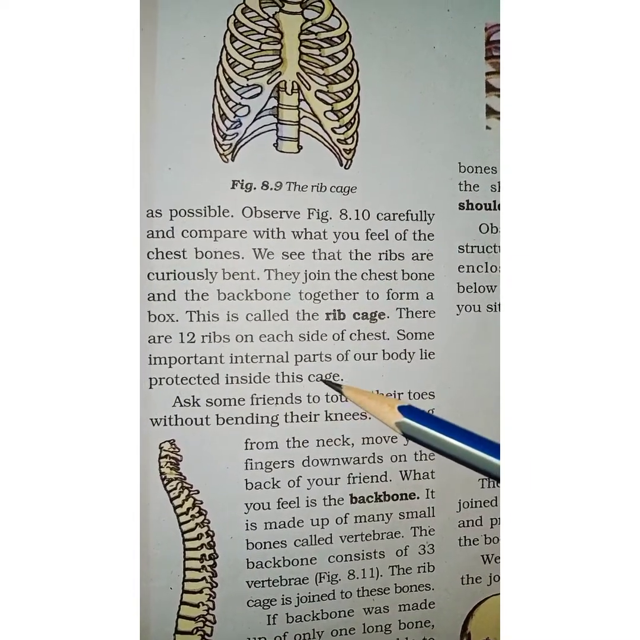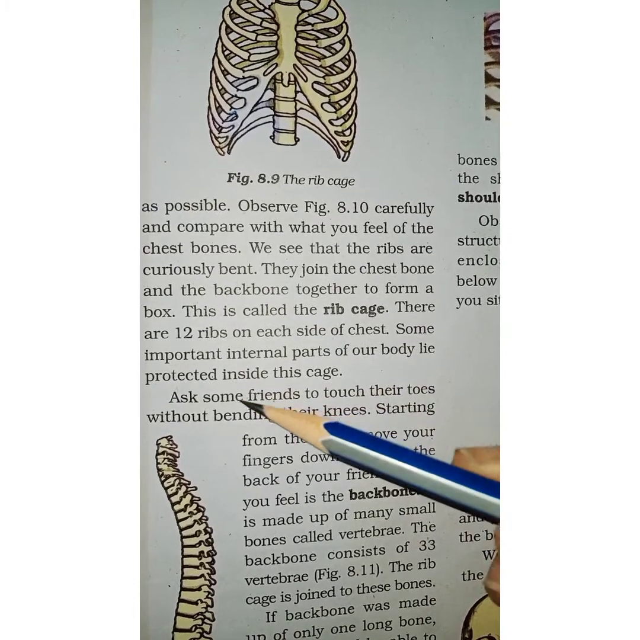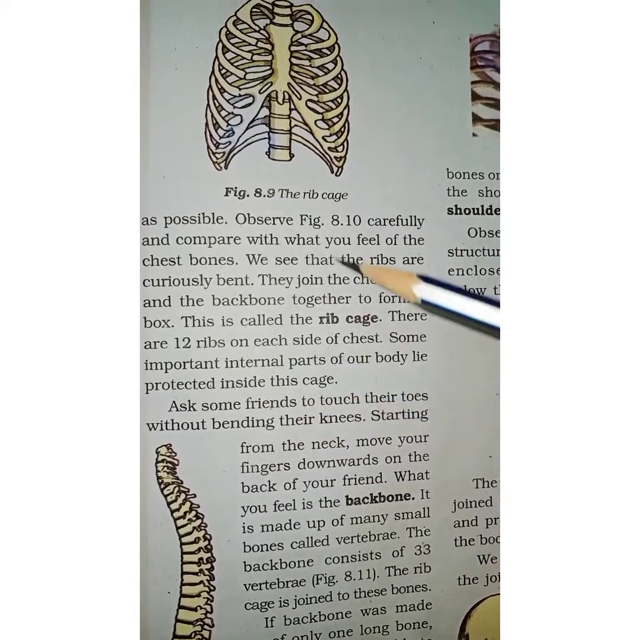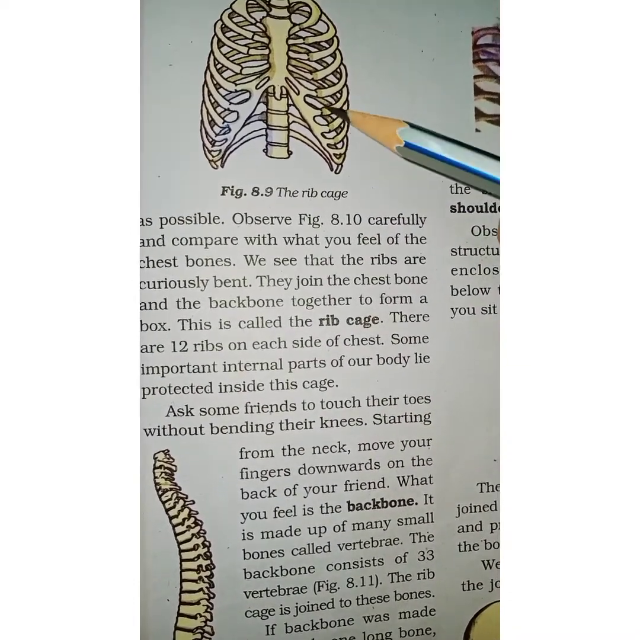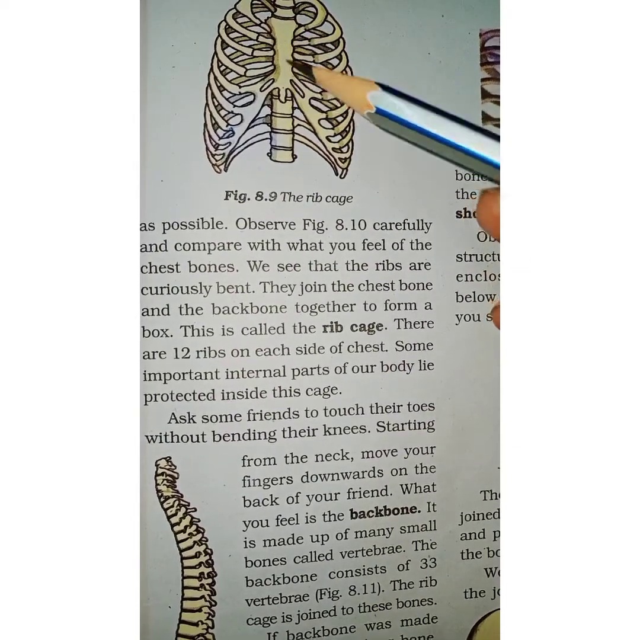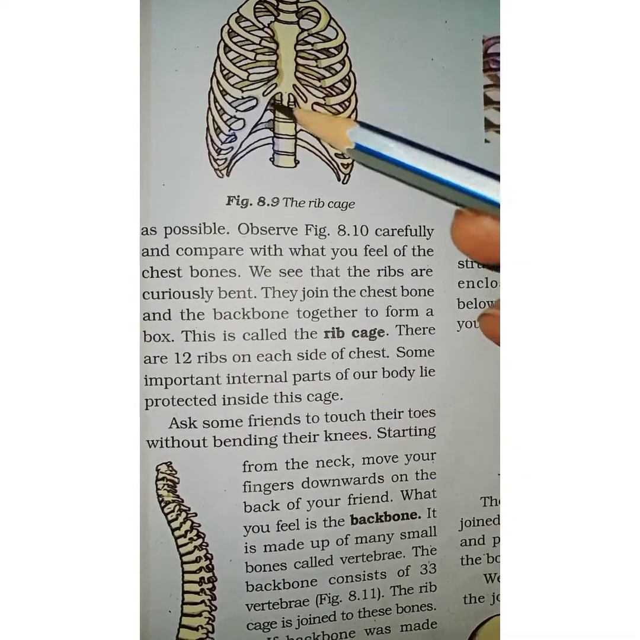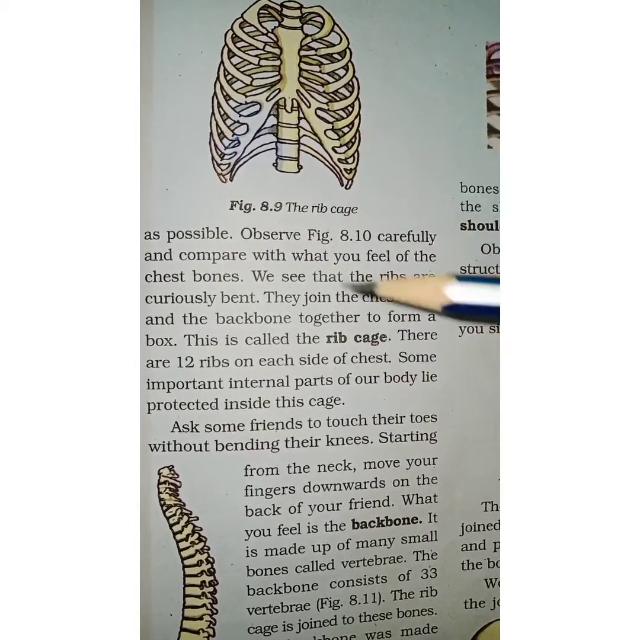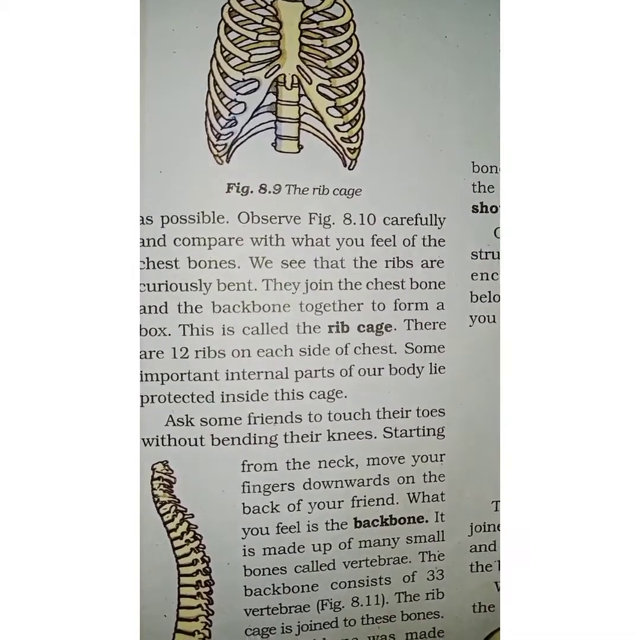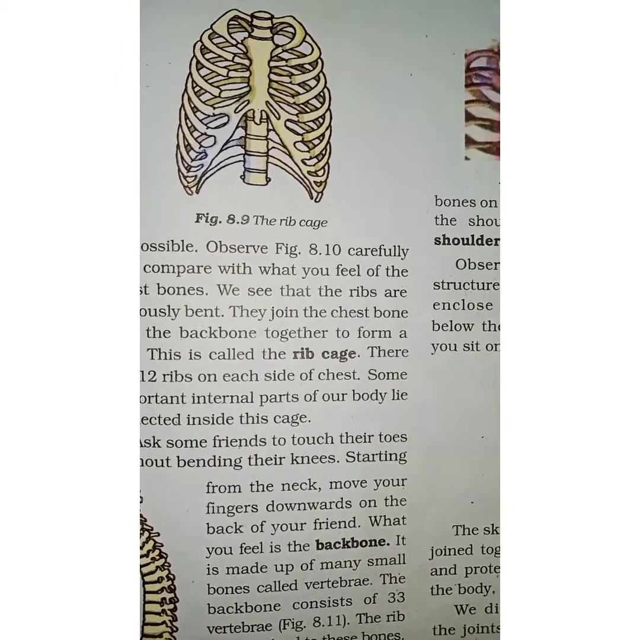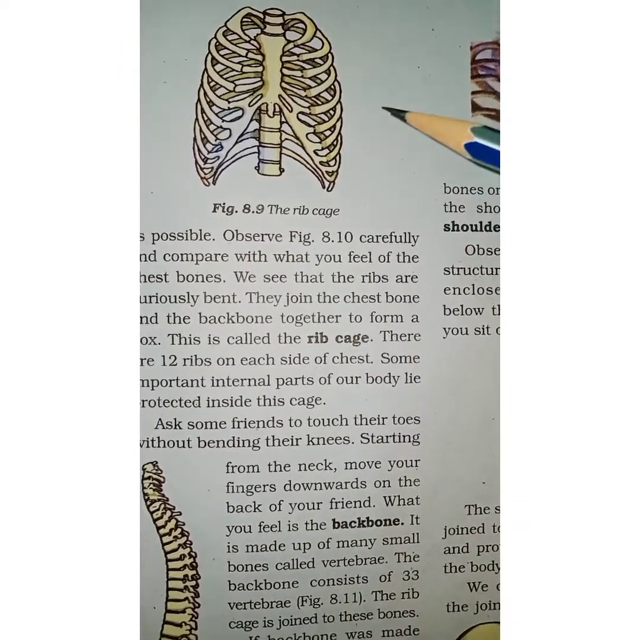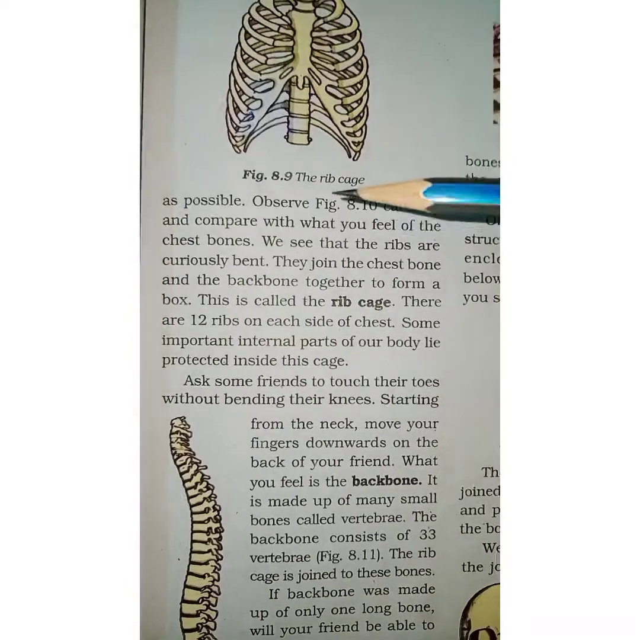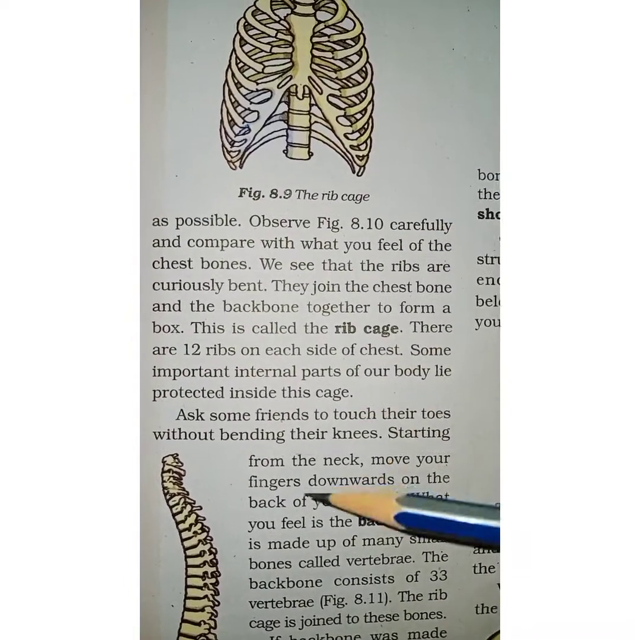Some important internal organs of the body lie protected inside this cage. Important organs such as the heart and lungs are protected inside this rib cage. If this wouldn't have been there, then when we fall, there are chances that we will hurt our internal organs. So this rib cage is protecting our internal organs from any kind of injury.